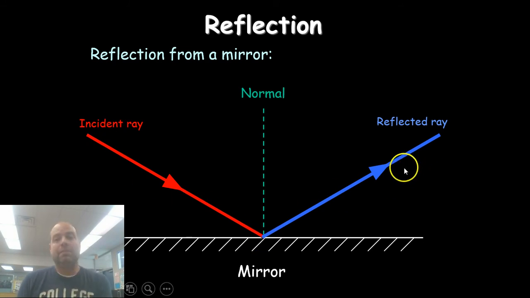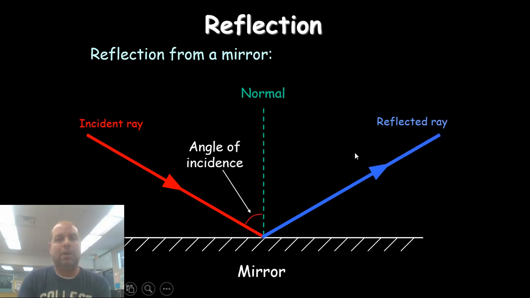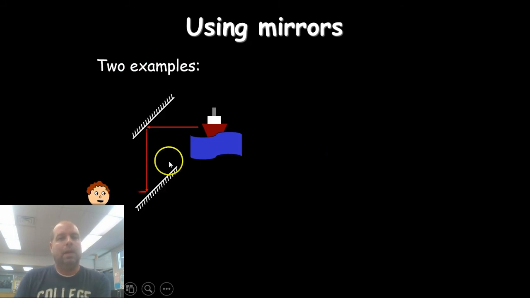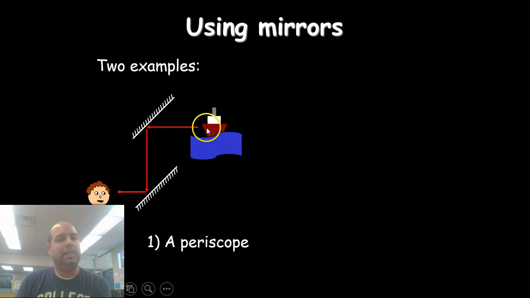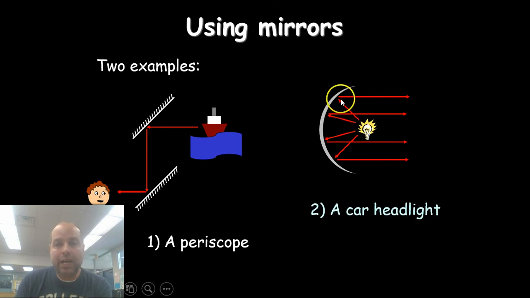Some examples of the law of reflection are a periscope and a car headlamp. A periscope uses a couple mirrors in order to see up higher. And you can see as the light shines, the light hits this mirror and bounces off. So this angle right here would be the same angle as this right here. So the big thing is reflection. If you think of a ball bouncing, that is reflection.